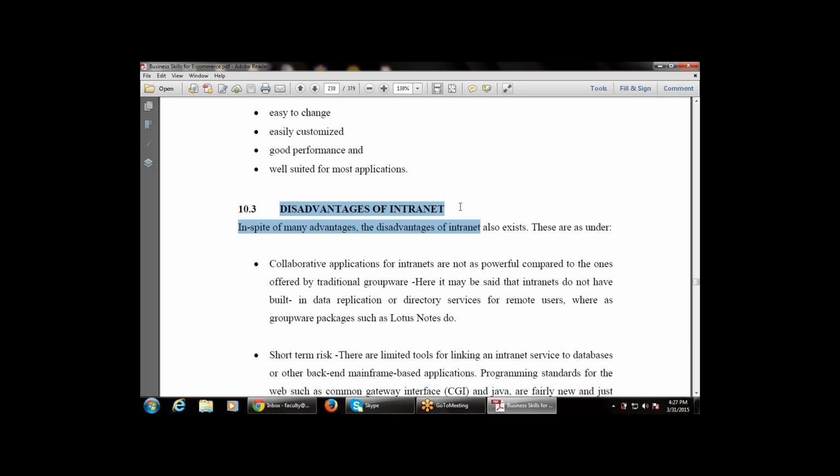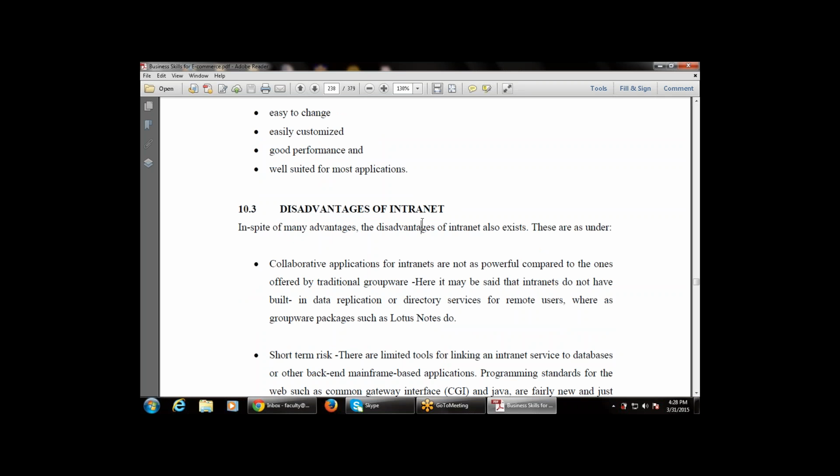Then disadvantages of intranet, that is the next topic. Till now we have studied what the advantages of intranet are. Now these are the disadvantages of intranet. Why? Because as I told you, if there are some advantages, there are some disadvantages also. So now let's see what the disadvantages of intranet are.